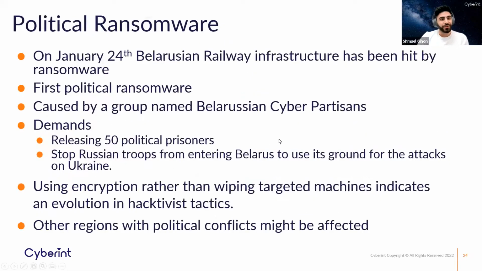Let's move on to the third, and in my opinion the most interesting one, the political ransomware. On January 24th, Belarusian railway infrastructure was hit by ransomware. This story is so special because this is the first political ransomware we have seen. And it was caused by a Belarusian group named the Cyber Partisans.